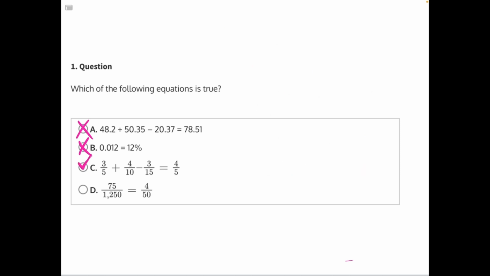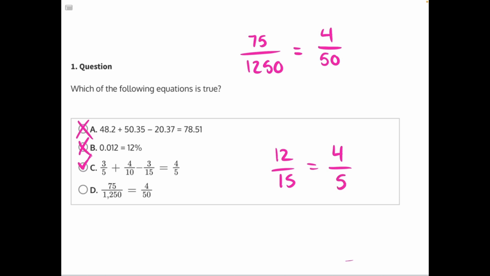At that point, you would be able to mark C as your correct answer and move on with the rest of the test. But for the sake of the video, I'm going to show you answer choice D as well. Answer choice D is set up to be what we call a proportional ratio. And a proportional ratio is just like the simplification that we did in answer choice C, where we had 12 over 15 is equal to 4 over 5.